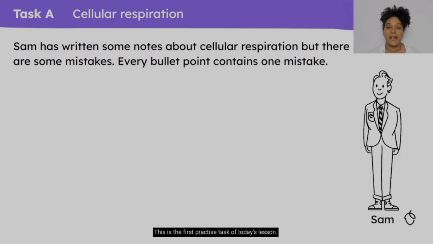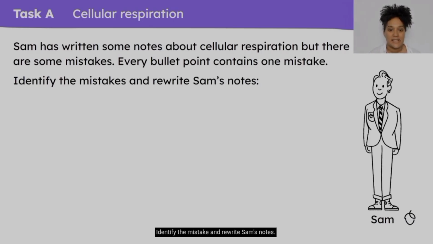This is the first practice task of today's lesson, so we're going to have a think about everything we've learned and apply that to this task. Sam has written some notes about cellular respiration, but there are some mistakes. Every bullet point contains one mistake. Identify the mistake and rewrite Sam's notes.